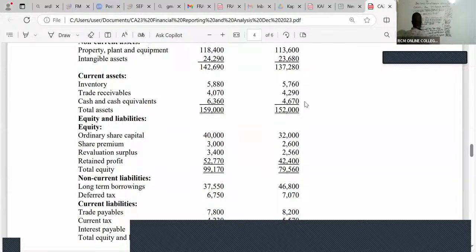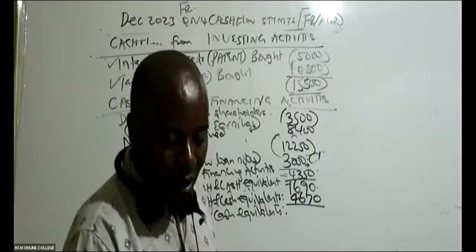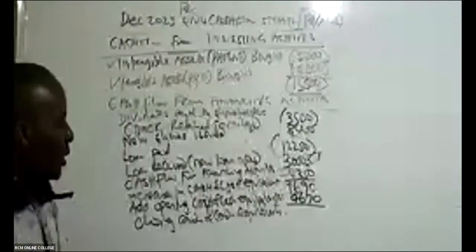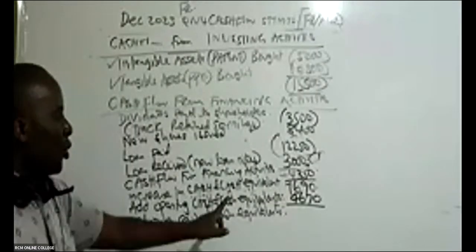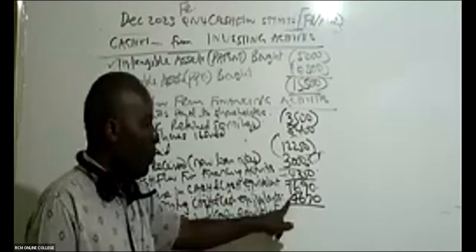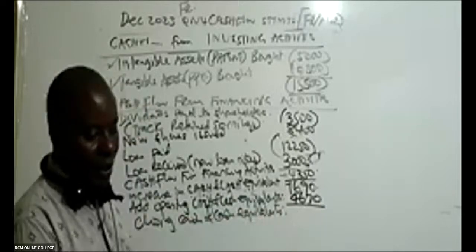And when you add, then you should be able to get closing cash and cash equivalents. I've seen the question elsewhere, I'll be able to post it. But can somebody in this case here give me this closing cash and cash equivalents? So you take this increase plus the opening, so you're getting 6360.